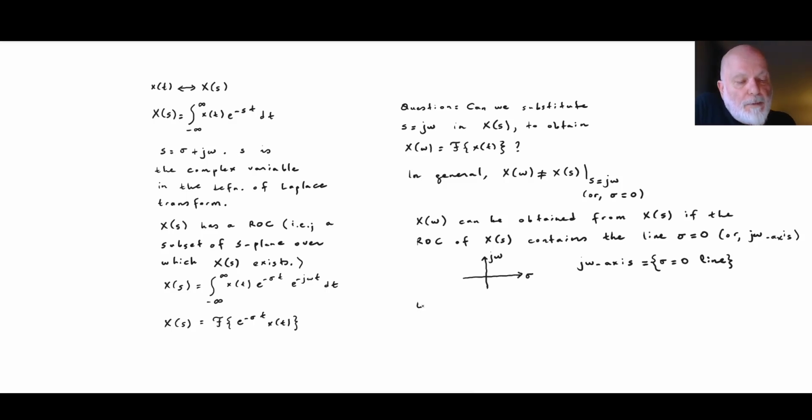For example, let us consider x1 of t equal to e to minus t u of t.